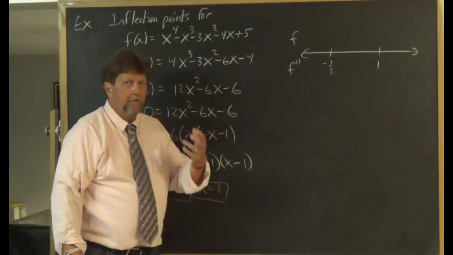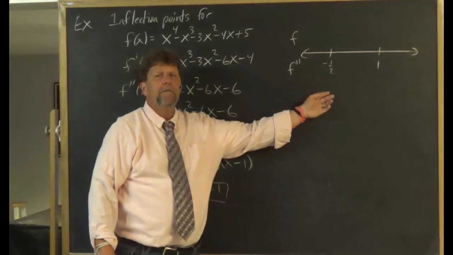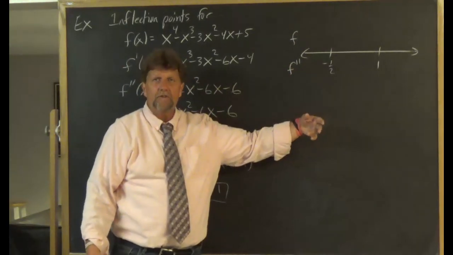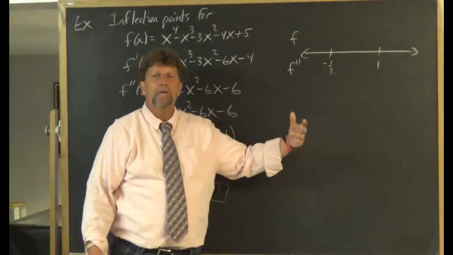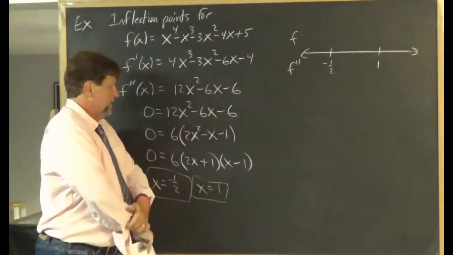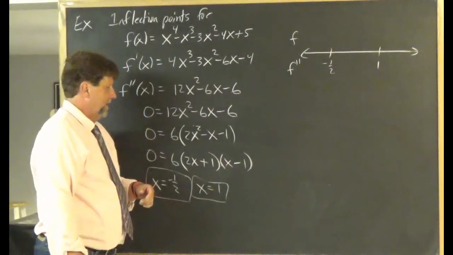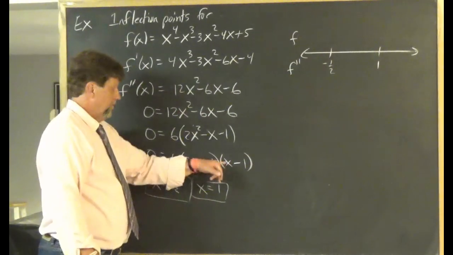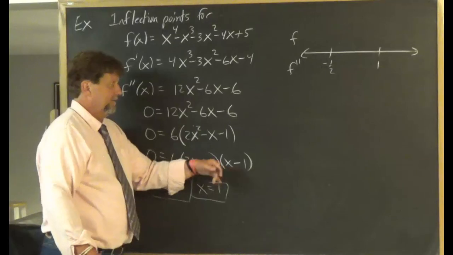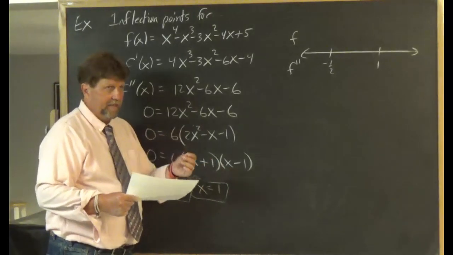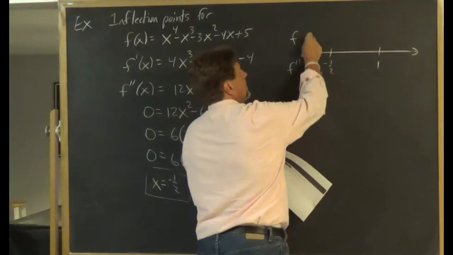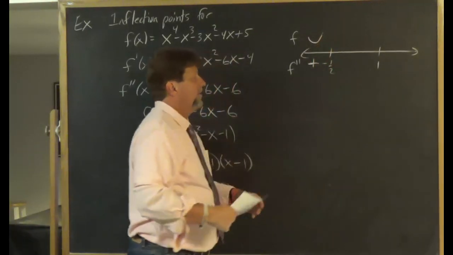And then I go through the process: pick a number in the interval -infinity to -1/2, toss it into the second derivative, see what comes out, positive or negative. So I pick a -1 here. I toss -1 into the second derivative. I look at the factored form of the second derivative. Positive, and that would be negative, negative. So positive times negative, positive. The graph would be concave up.